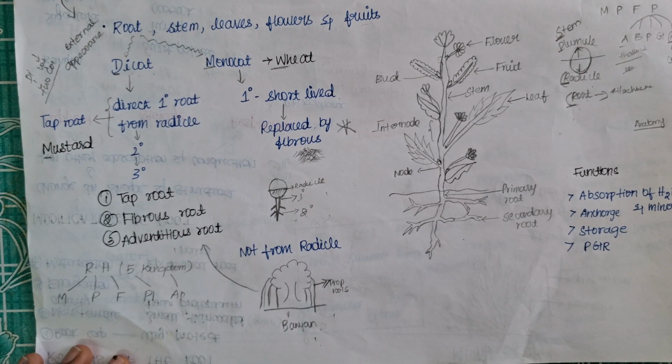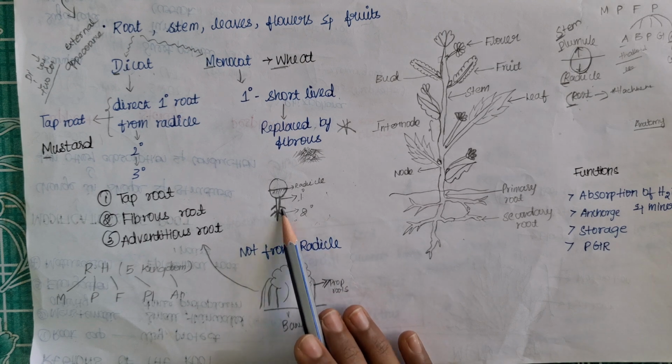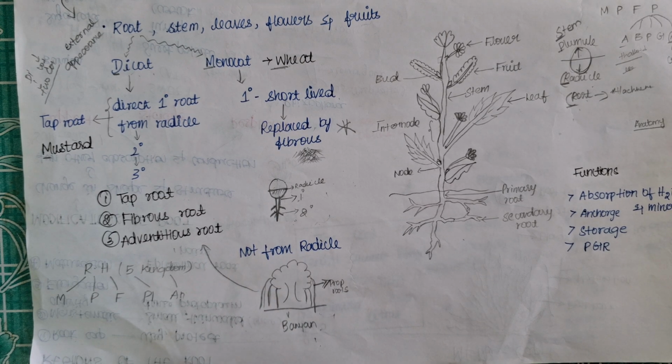Within root, what are the types of root we have? Taproot, fibrous root, and then adventitious root, right? So what is taproot? The primary root will be there. From the primary root, secondary, tertiary roots are there. Together it is called taproot. The example will be mustard.